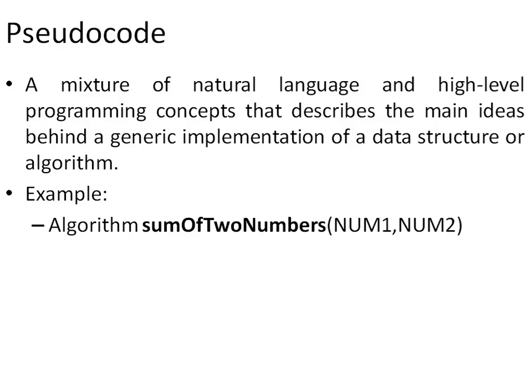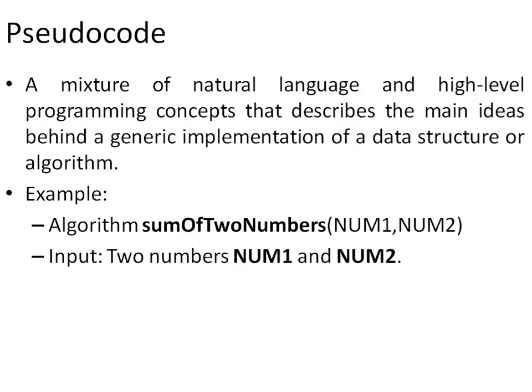First, we will give some name to the algorithm. Here we have given sum of two numbers followed by the list of input arguments. Since we are adding two numbers, we have to use two variables num1 and num2 in the input argument list. After that, we have to clearly specify the input and output. Here we have written that num1 and num2 are two numbers and output will be a sum of these two numbers.